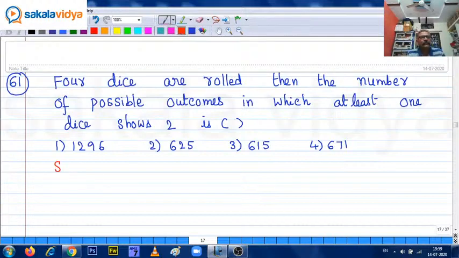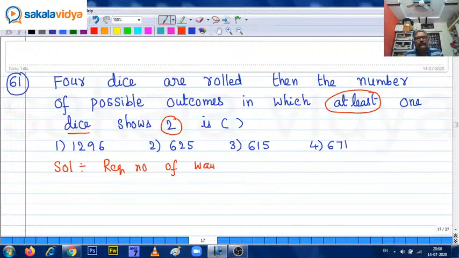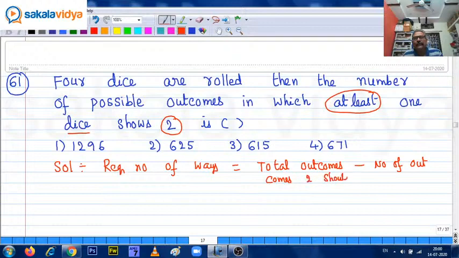So that means the solution: at least one dice shows 2. The required number of ways is equal to the total outcomes when 4 dice are rolled minus the number of outcomes where 2 should not appear.